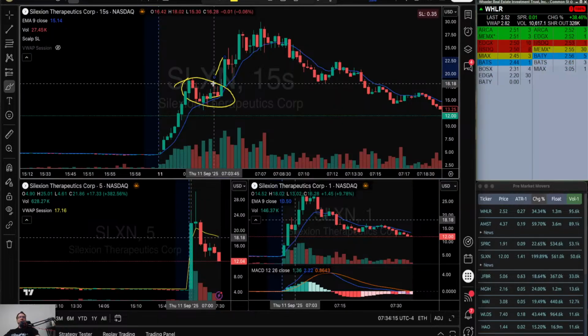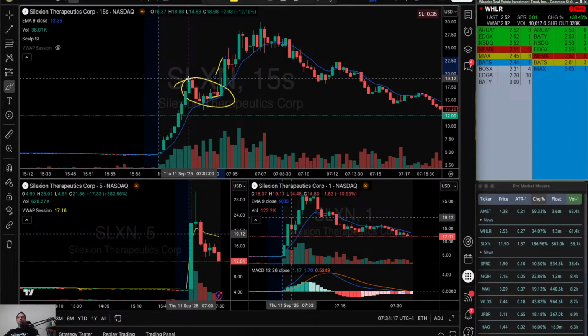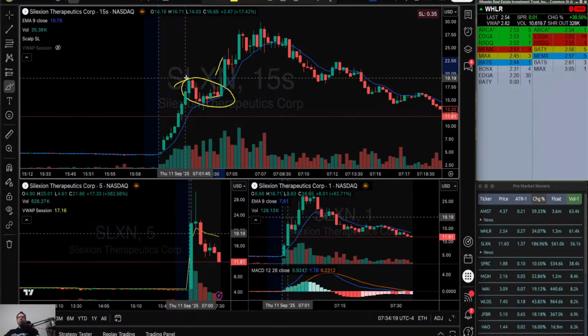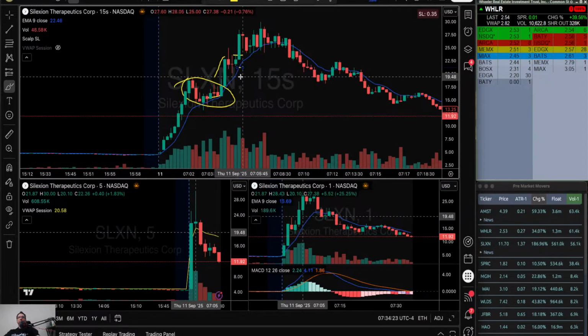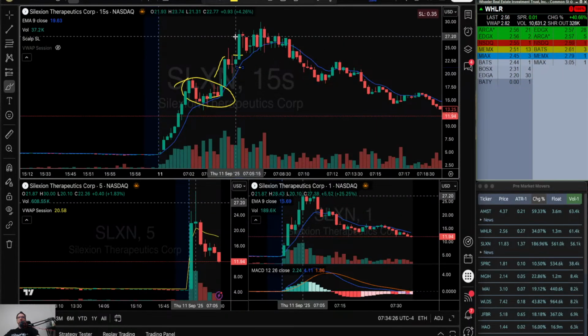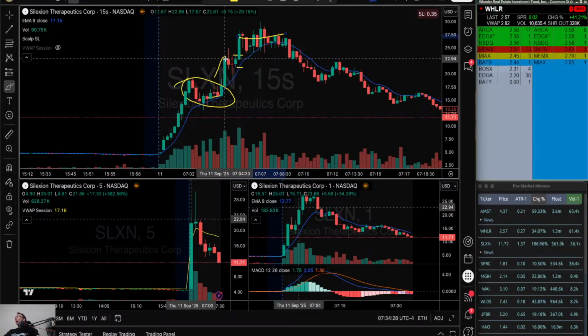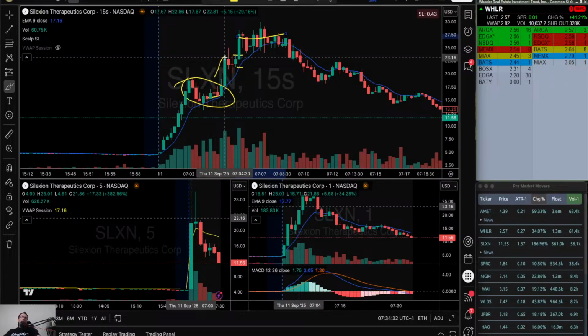But I'm patient. I wait for this pop right here. I wait for the break of $20. And then I'll wait for the pullback right there. Okay. I'll wait for the pullback. And then I'll just try to scalp me off some right there. But the problem is the spread was huge.